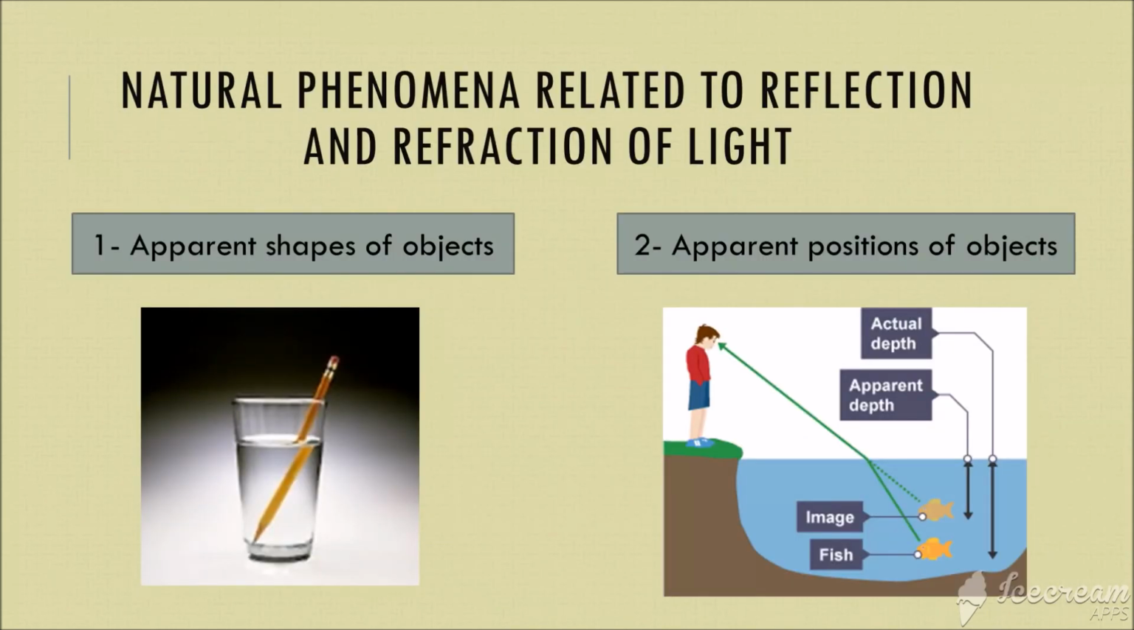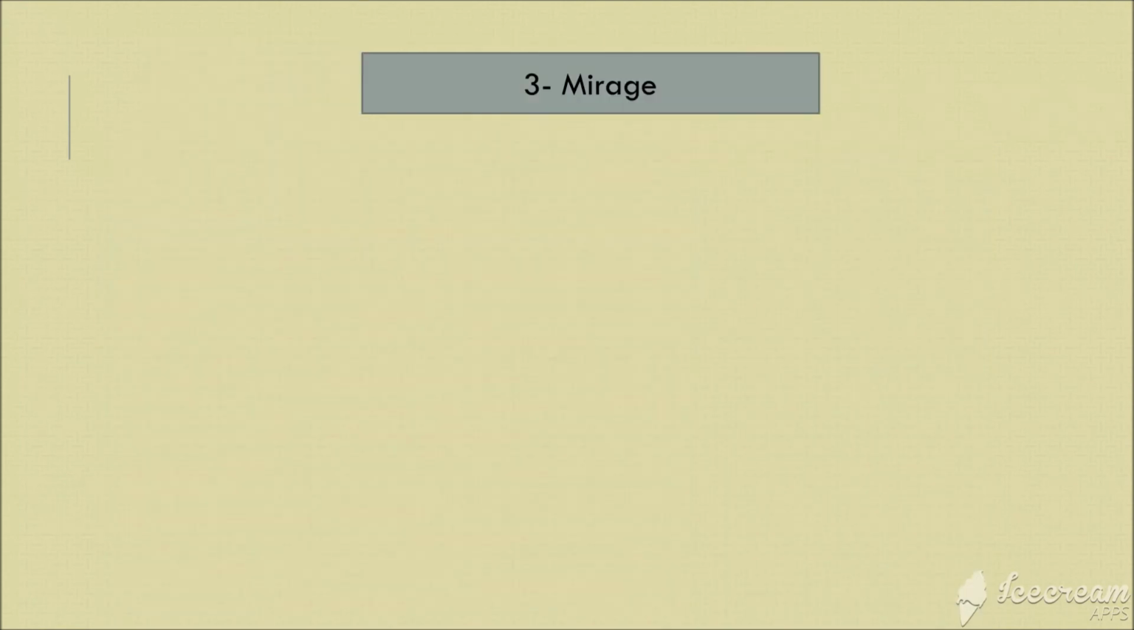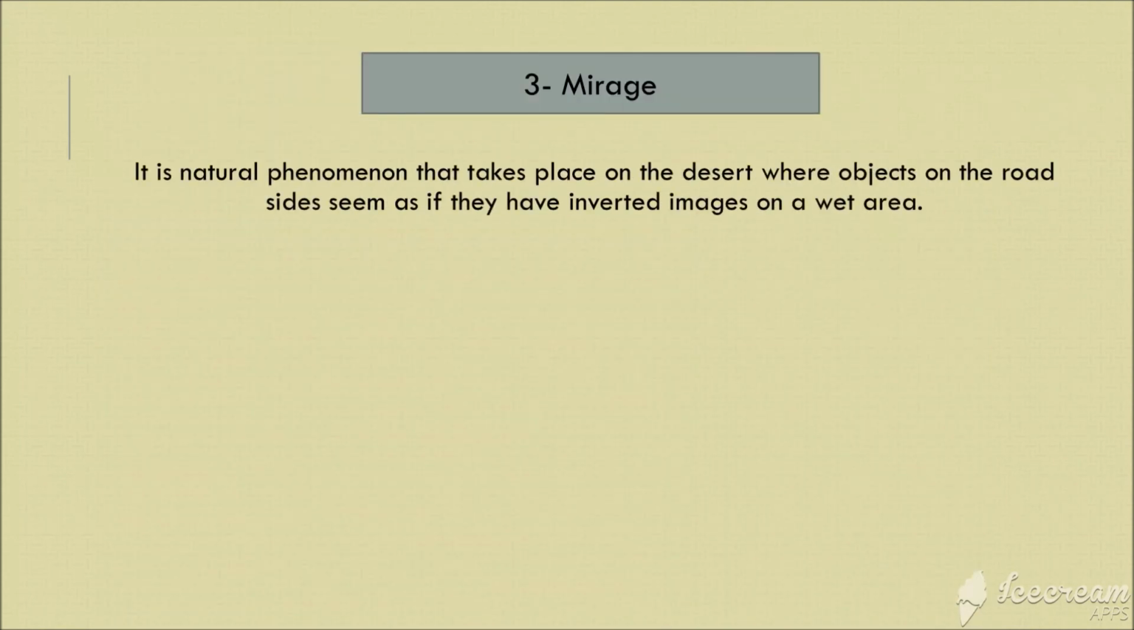The last point of this lesson, natural phenomena related to reflection and refraction of light. Number 1, apparent shapes of objects. Number 2, apparent position of objects. Number 3, mirage. Mirage phenomenon occurs due to the reflection and refraction of light in air layers, which differ in the degree of temperature. So, mirage is a natural phenomenon that takes place in the desert, where objects on the roadside seem as if they have an inverted image on a wet area.